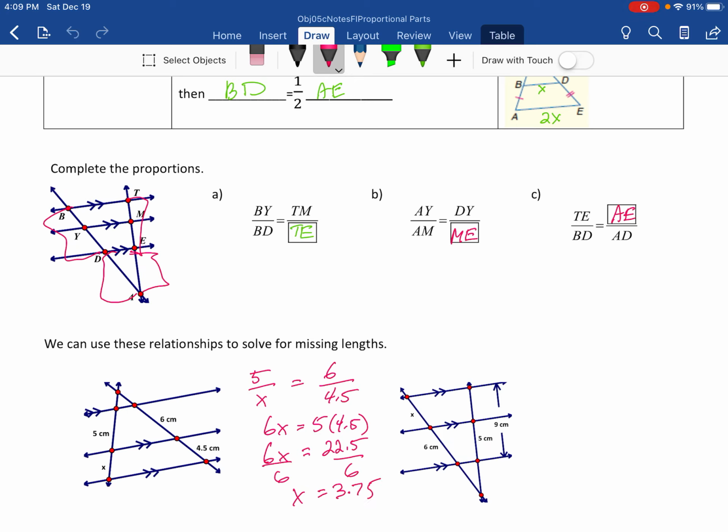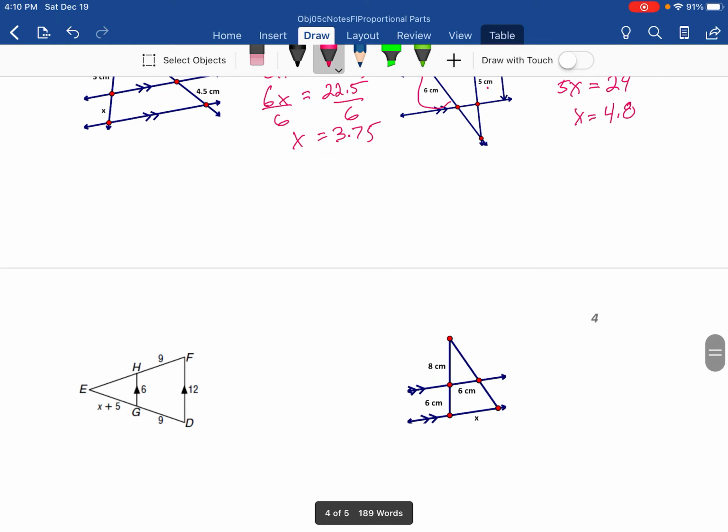This one we have to be a little bit careful of. I have X over 6. Well, I can't just do 9 over 5. I need to figure out this right here, which is 9 minus 5, which is equal to 4. So now I can write X over 6 equals 4 over 5. I cross multiply. 5X is equal to 24. So X must be equal to 4.8.